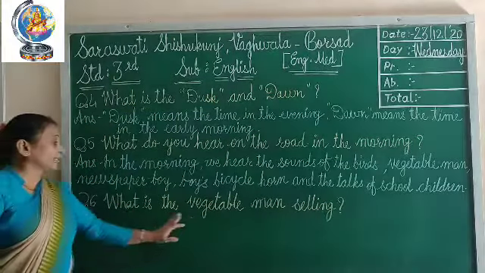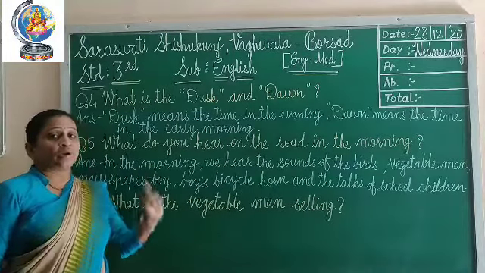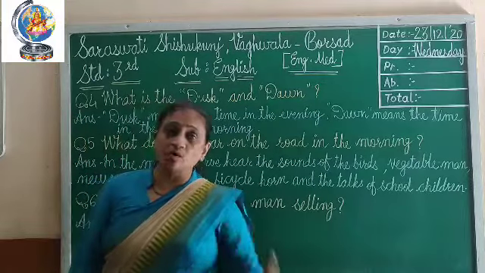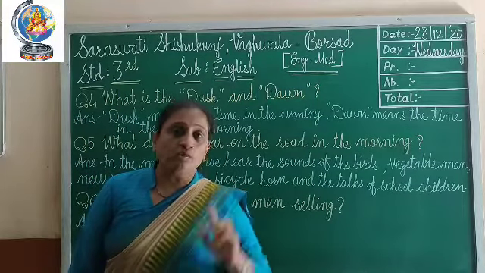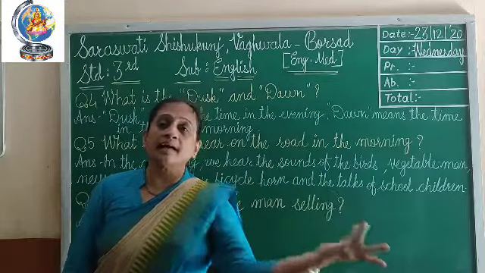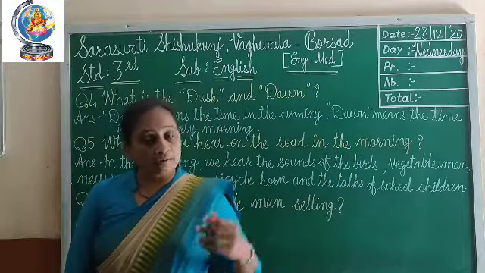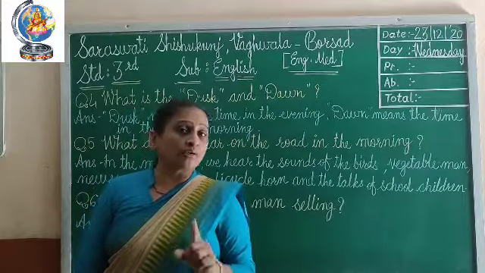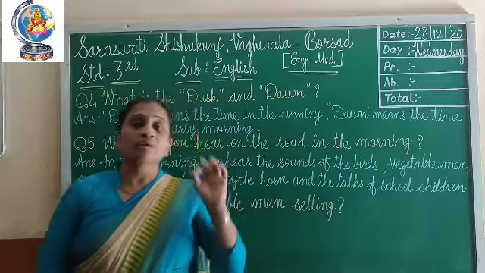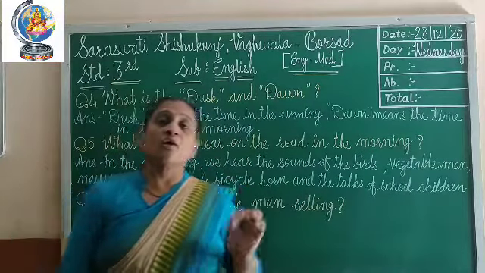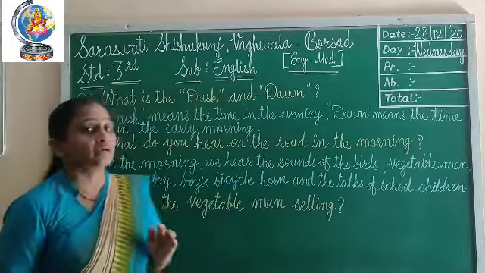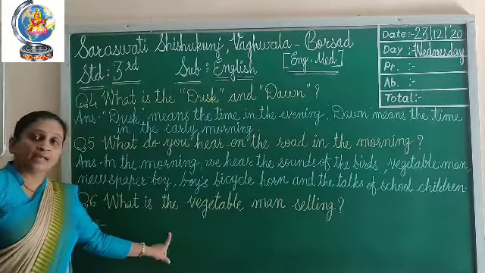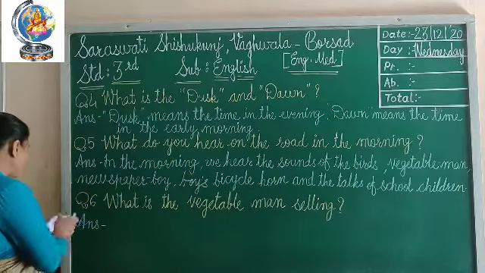Now six number, what is the vegetable that is selling? Now here children, you have to write only those vegetable names which are already available in your textbook. By your choice, you will not write anything, onion and all, right? Only which are already available in this chapter, only those names of vegetables you will mention in this answer. So let's write this.